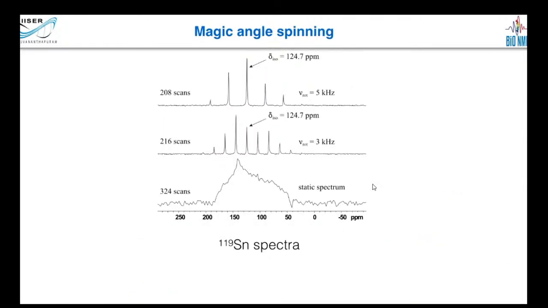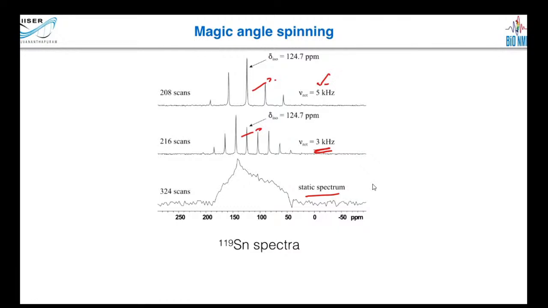All right, let's see how magic angle helps. Magic angle spinning can increase the sensitivity. This is for a tin-119 spectrum. In a static spectrum, you will see such a broad peak. Now you spin at 3 kilohertz, and you see these sidebands. Now the sensitivity is also being lost to these sidebands, because it depends on the strength of the CSA. Now you spin faster, at 5 kilohertz, and the sidebands have reduced, increasing the sensitivity of the central line.